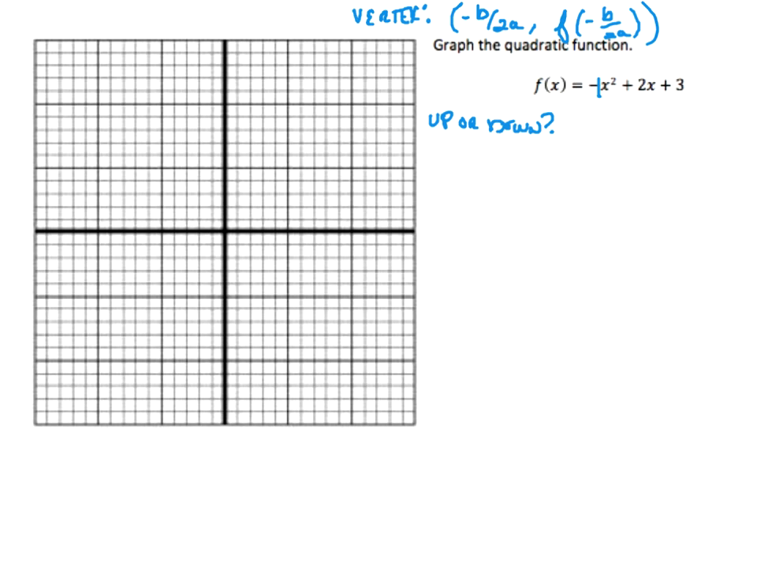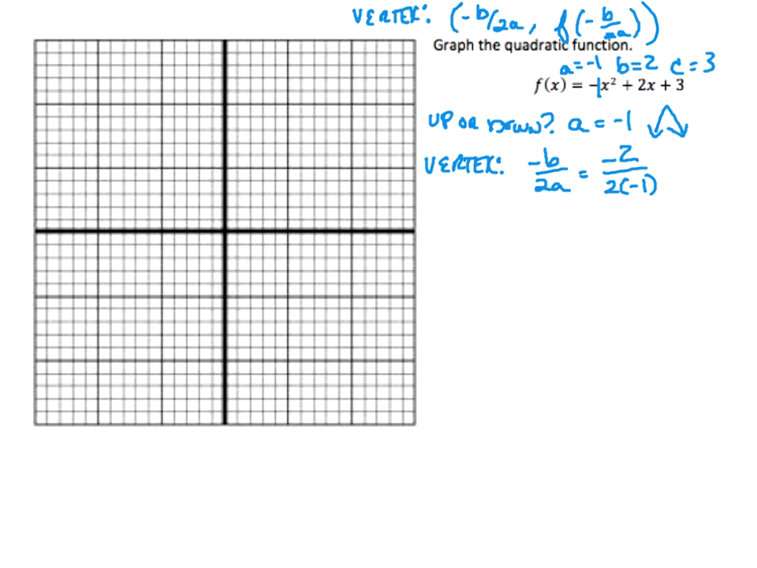Well, a is understood to be negative 1, which means this is going to open downward since it's negative. The next thing we find is the vertex. For the x-coordinate, negative b over 2a is negative 2 over 2 times negative 1, because here a is negative 1, b is 2, c is 3. So negative 2 over 2 times negative 1 is negative 2 over negative 2, which is just 1. And by the way, this is the x-coordinate.